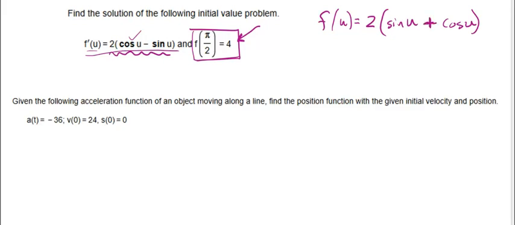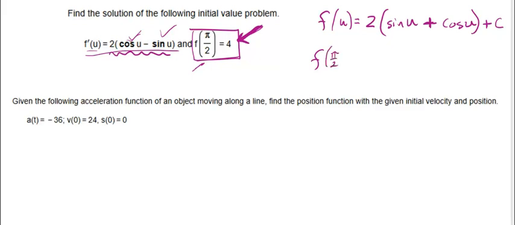And now if I took the derivative of this, 2 comes along for the ride. Sine, derivative of sine is cosine, check. Derivative of cosine is negative sine, check. Okay, and then don't forget your plus c. That's all the antiderivatives, but they're asking us to find one antiderivative such that f of pi over 2 is 4. So let's do it.